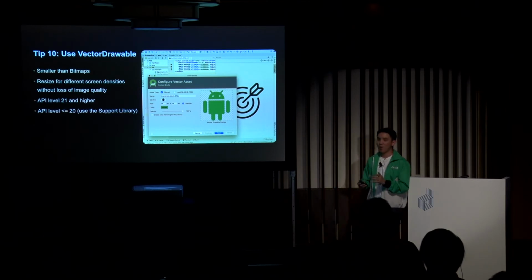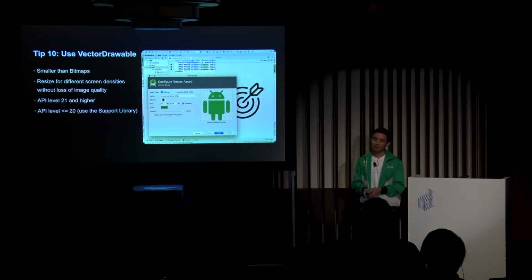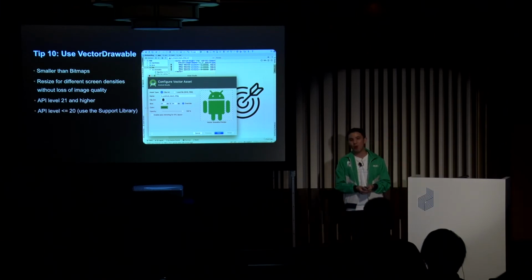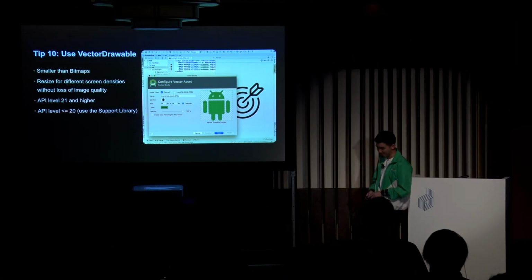So now it's available since Android API level 11. If you support API level 11 and above, you can use the vector drawable. You can get the benefit from them. But if your minimum SDK version is lower than 11, you can use the support library version 23.2 and above. So you can also use the vector drawable in your project.